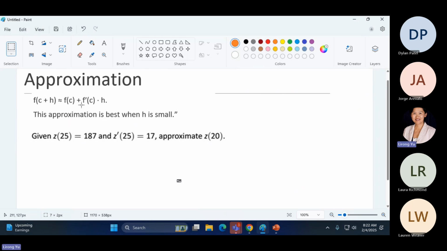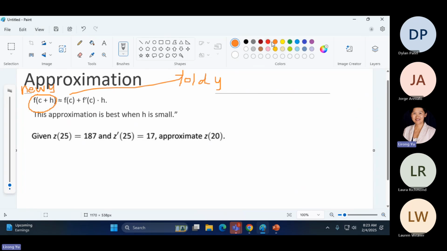Right, so you can think of this one, the f of c, as the old y value, all right? And then this you can think of as the new y value. Basically, the new y value equals the old y value plus the change. And then right here, that h, you see the h is what we have in the derivative definition.